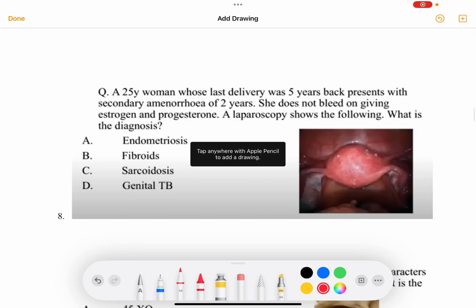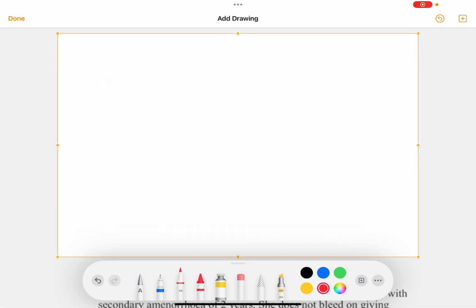Coming to the next question, a 28-year-old woman whose last delivery was 5 years back presents with secondary amenorrhea for 2 years. Then patient has been given estrogen and progesterone therapy. Laparoscopy shows the following finding. What is your diagnosis? So basically what we are talking about is secondary amenorrhea.